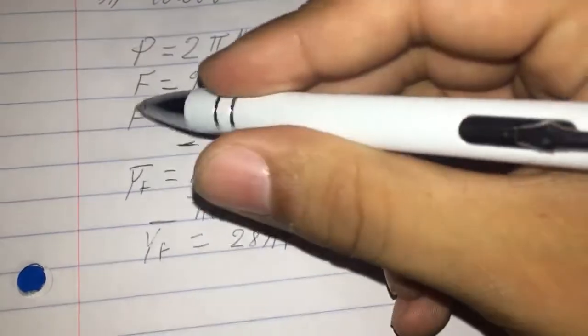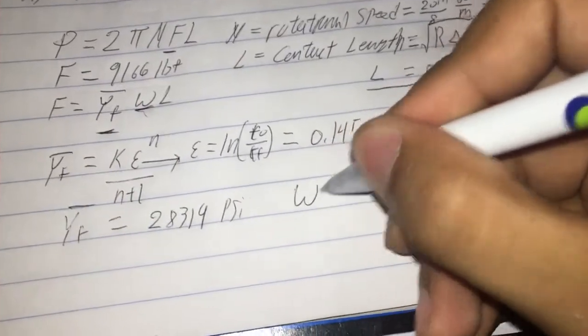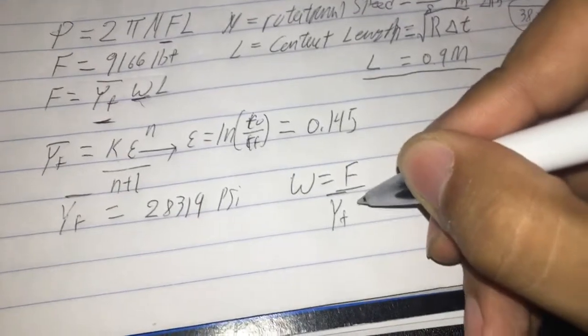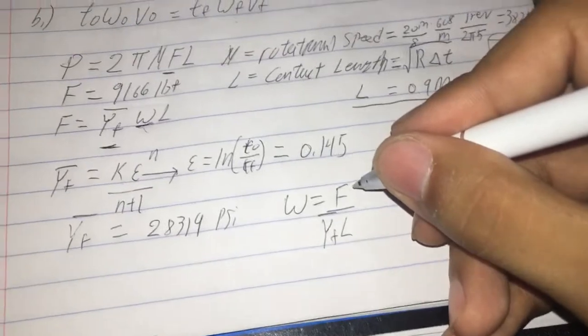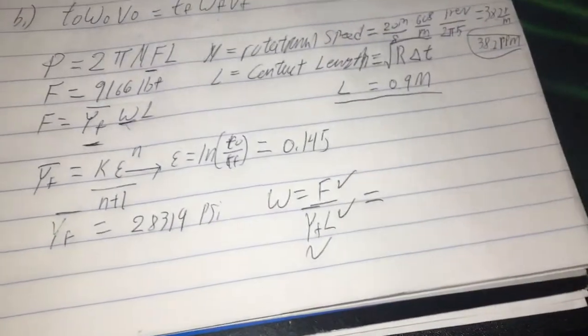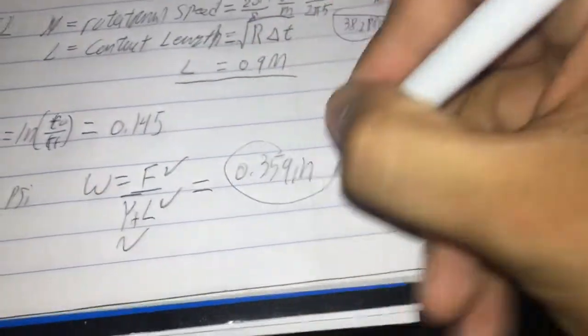So we can now rearrange the equation for F to solve for W. W is F divided by the average flow stress times L. So if you were to insert F, which you know, you also know L, you know the average flow stress, the width would finally, if you were to calculate everything, be 0.359 inches. And that is your answer.